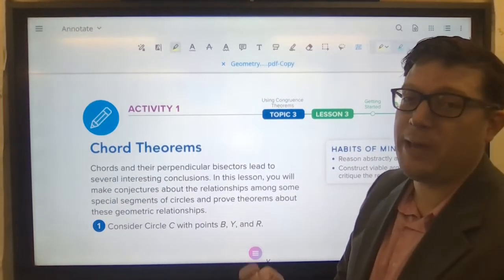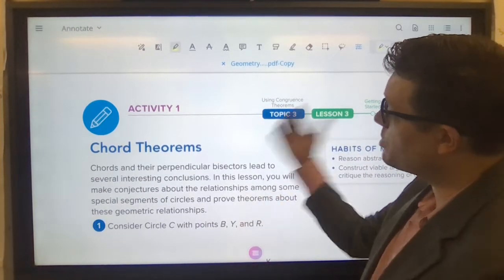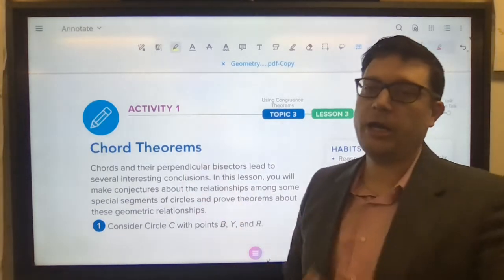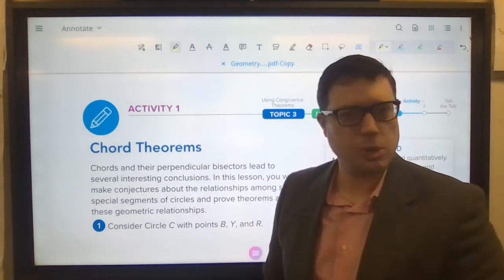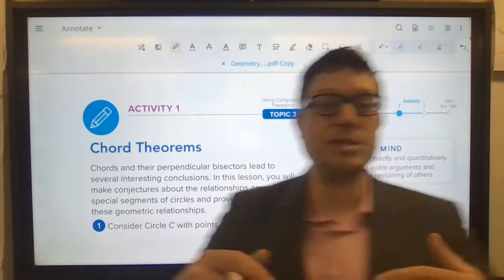Welcome everybody, this is page 427, and we're talking about chord theorems. You're going to need a highlighter, a ruler, and some things to write with, and also be on page 427 with us. Let's talk about things that we're going to be doing in this one.